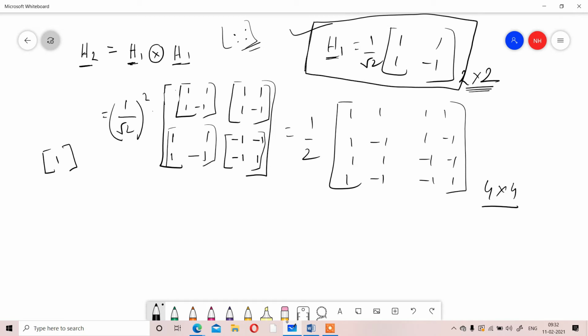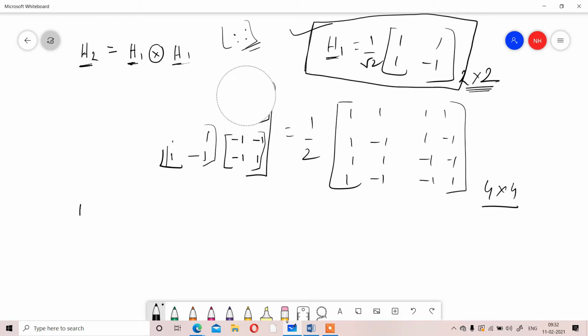Okay, so this is your H2, the Hadamard transformation matrix of order 2. Similarly, if we want to calculate the Hadamard transformation matrix of order 3, what will you do?